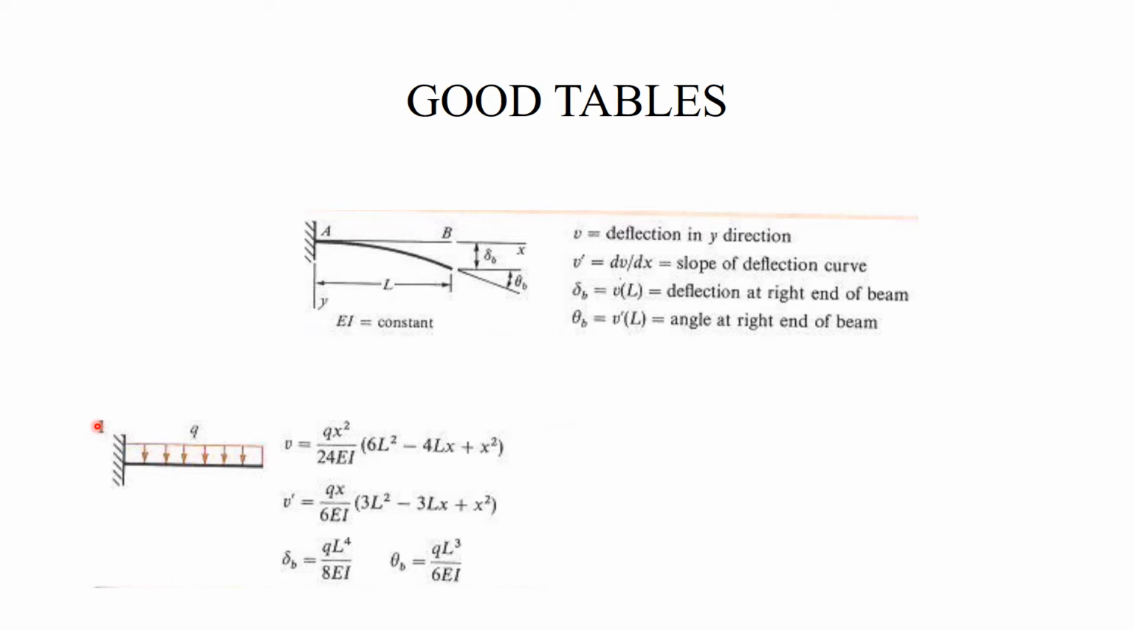And here's V that I copied here. And first, I want to check the consistency of this table. In other words, I would like to evaluate V at x equal to L. And of course, this must be consistent with delta B, the displacement at the tip, and it is.